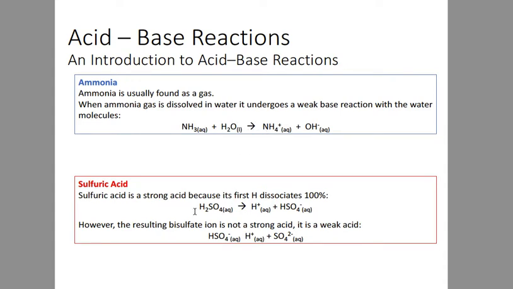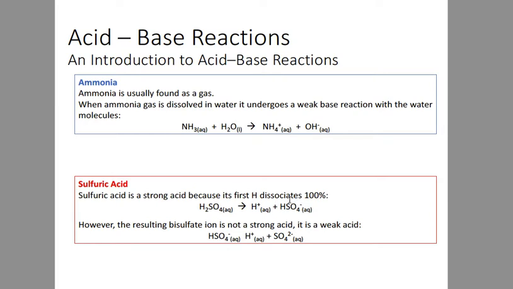Sulfuric acid, on the other hand, is a strong acid because the first hydrogen in this will dissociate 100%. However, the second hydrogen does not. So we have a strong and a weak acid in this. This is called a polyprotic acid because there are multiple hydrogens here. So the first time, when we see H2SO4, we know that this will dissociate 100% into H plus and HSO4 minus.